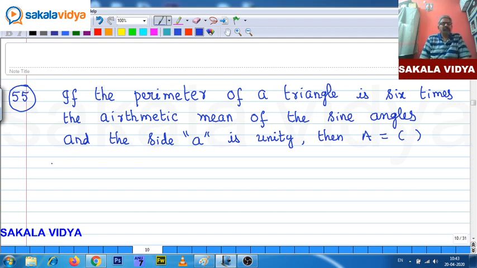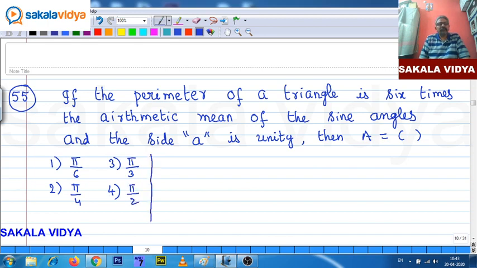Okay. First option is pi by 6. Second option is pi by 4. Third option is pi by 3. Fourth option is pi by 2.